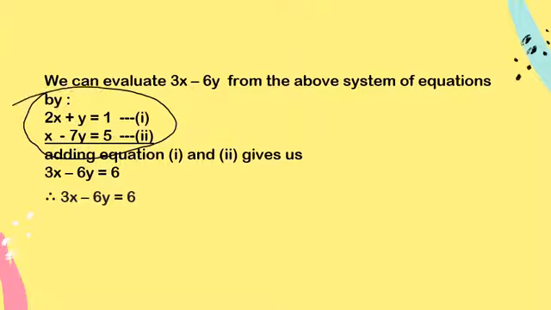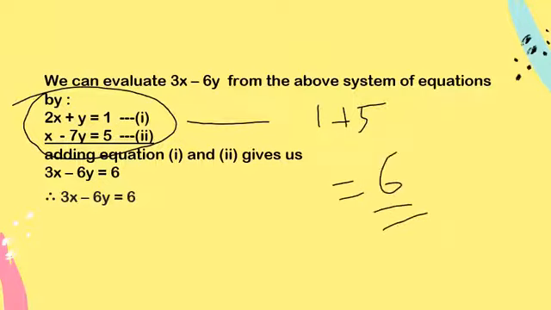If you try to manipulate the equations in such a way that when you add them, what will happen? 2x plus x, you will get 6x. Y plus minus 7y, you will get minus 6y. Bravo! Which means that what they ask you to find is 3x minus 6y. And by just adding the equations, you're going to get what? 3x minus 6y. It simply means all you need to do is to add 1 plus 5 on the other side, and that will give me 6.